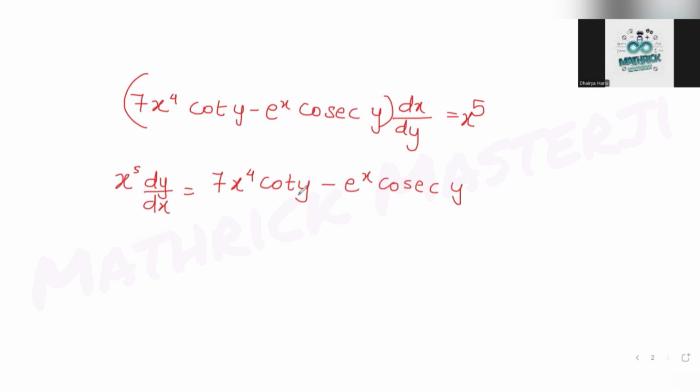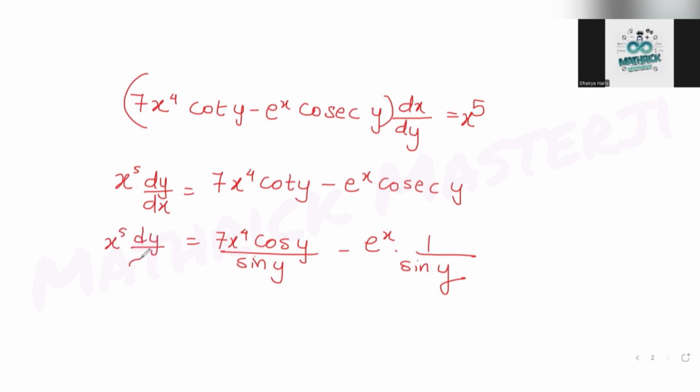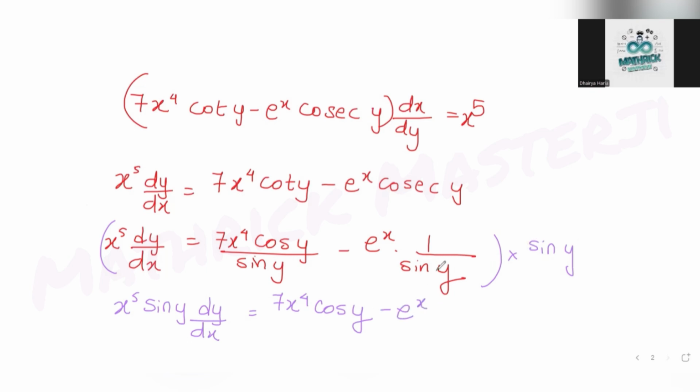I can write cot y as cos y over sin y, so 7x^4 cos y over sin y, and e^x cosec y I can write as e^x over sin y, and x^5 dy/dx as it is. Now everywhere I have a denominator of sin y, so I'll multiply the whole equation by sin y. I get x^5 sin y dy/dx equal to 7x^4 cos y, because the sin y cancels, minus e^x, where the sin y also cancels.